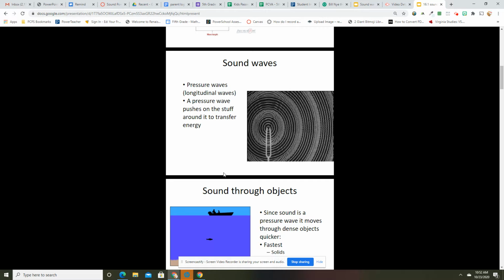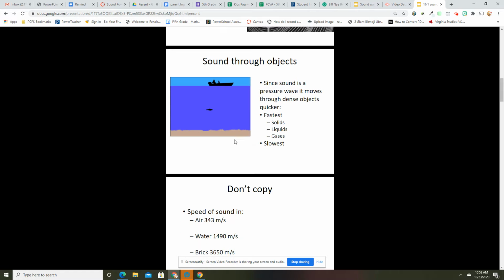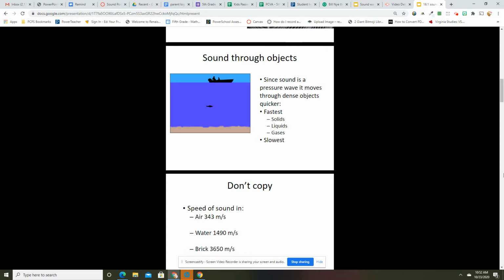All right, so sound waves. It's a pressure wave. They push stuff out, which we're not going to talk about. Like I said, sound waves move fastest through solids, then liquids and gases. And also remember that sound waves travel in all directions.